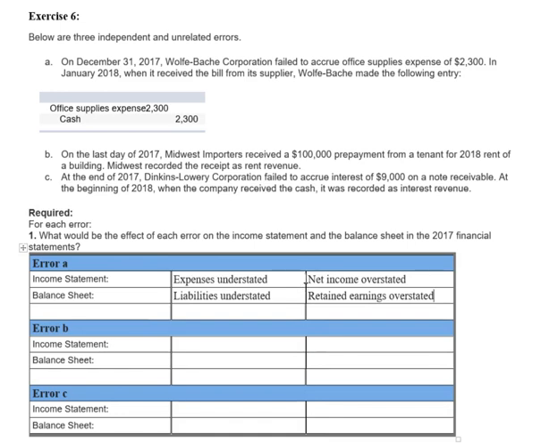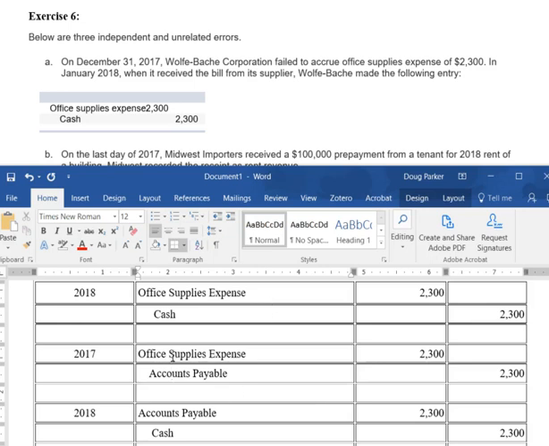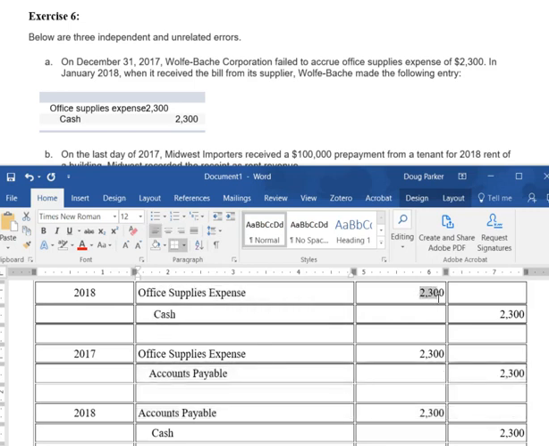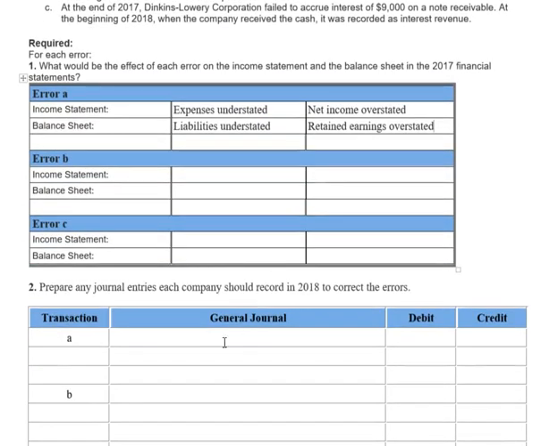Now, how would we fix this? In 2018, how would we go about fixing the issue? Well, keep in mind, as of 2018, the liabilities are cleared. There is no issue with our liabilities at this point. What's our issue? Well, we've got office supplies expense that we debited for 2,300. So what do we need to do? Well, that's a current year issue. So we need to credit the office supplies expense because we should never have debited that account this year.